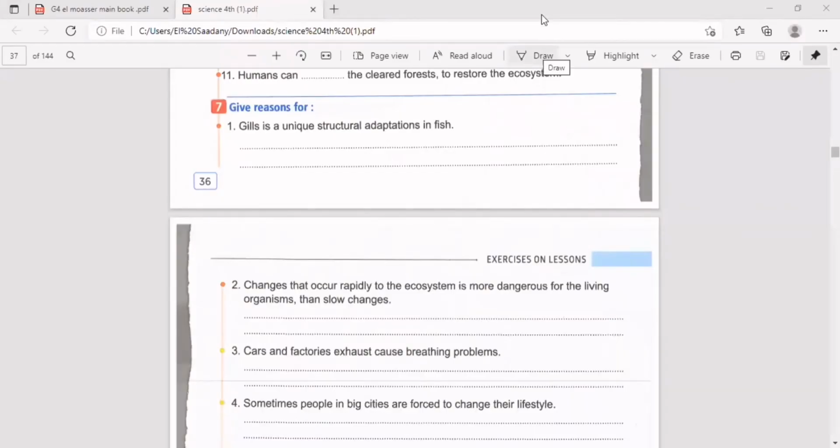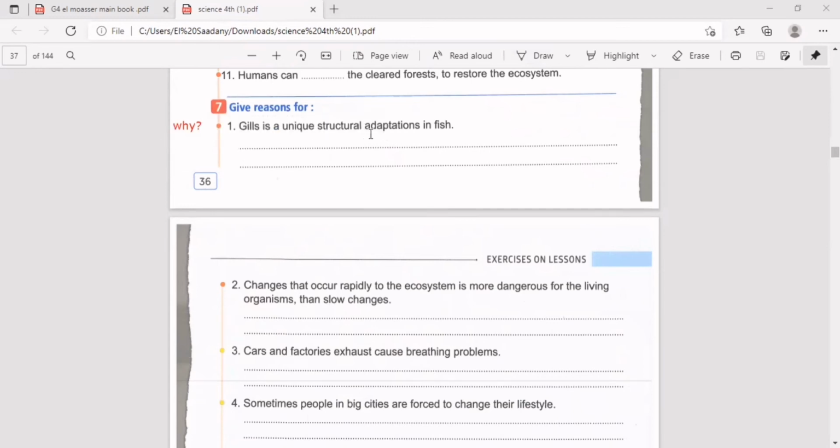So question number 7 is give reason. I said before, when you try to answer a question that says give reason, you ask yourself why. You ask yourself why, and the answer is either because, or due to, or to. Why do we do this? Because of 1, 2, and 3. Due to 1, 2, or 3. So the answer will start with because or to. Yeah, let's start.